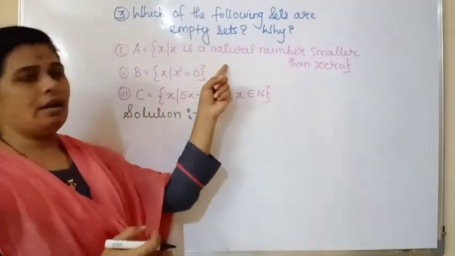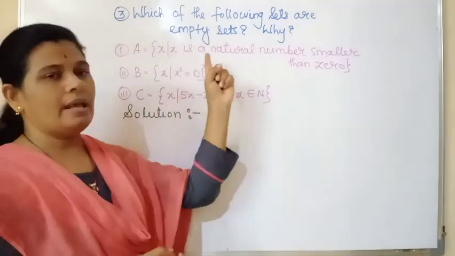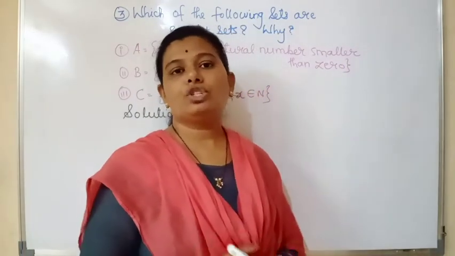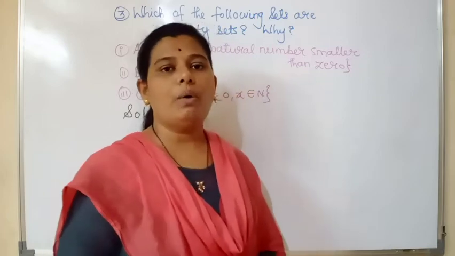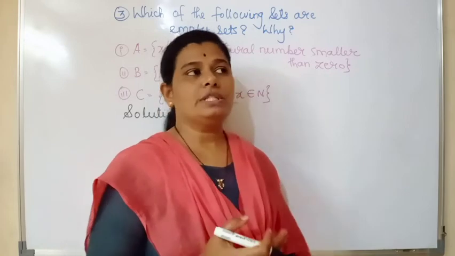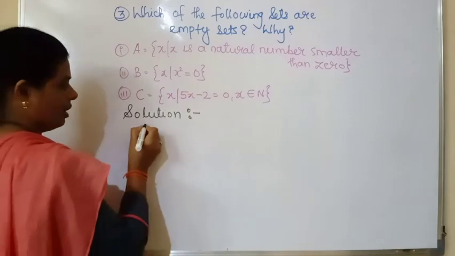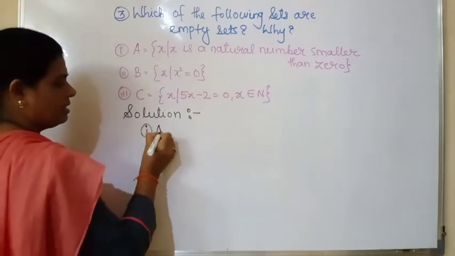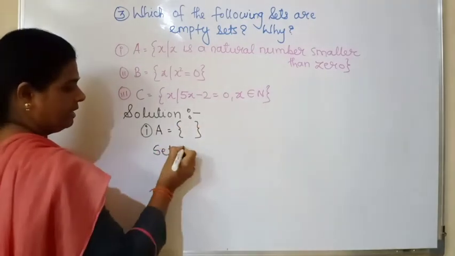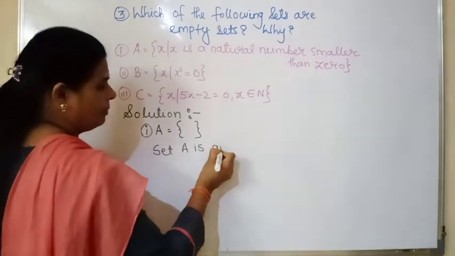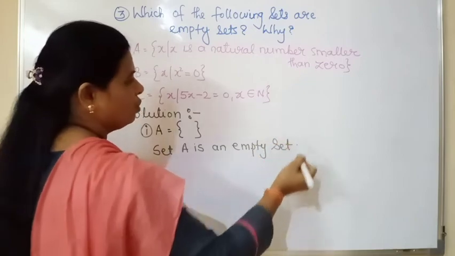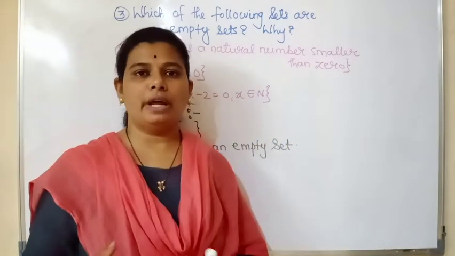So what is there here now? It is a set of x such that x is a natural number smaller than 0. So there is no natural number which is smaller than 0. So obviously in this set A there will not be a single element. So set A is what? It is an empty set. So first one we will write, A is equal to empty set. Set A is an empty set. Why is it an empty set? Because there is no natural number which is smaller than 0.